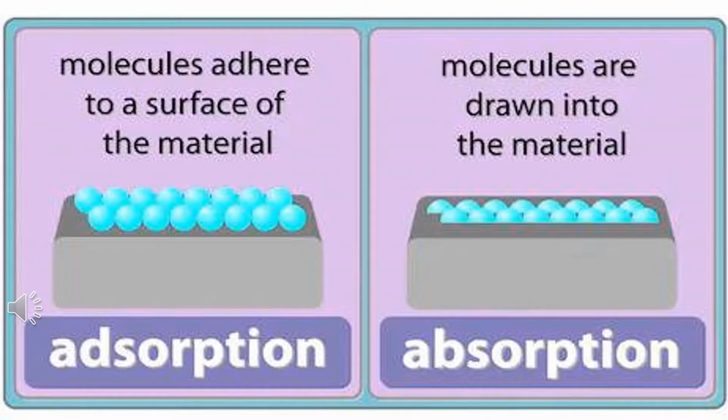See students, in the adsorption process, the molecules adhere or concentrate on the surface of a material. But in case of absorption, the molecules are penetrating into the material. That is the main difference between adsorption and absorption.